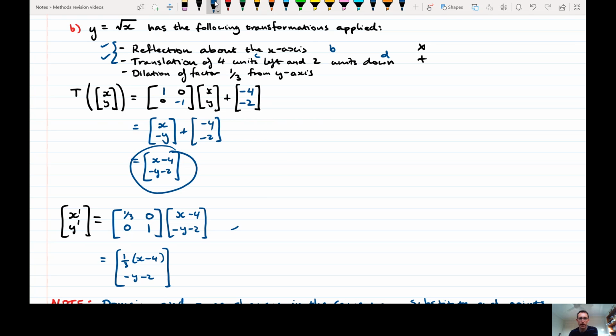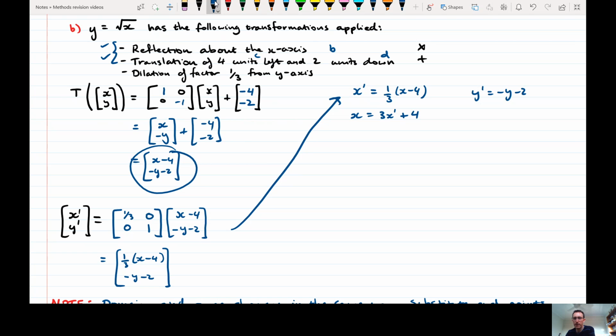Once you have that, we can continue on like we did before. You have x dash equals 1/3 x take 4, and you have y dash equals negative y take 2. To get x by itself, you multiply by 3, give you 3x dash, and then you add by 4. And the order is very important. As we discussed before, that will give you a different value. That would probably give you 12, I think, if you had got the 1/3 in the wrong spot.